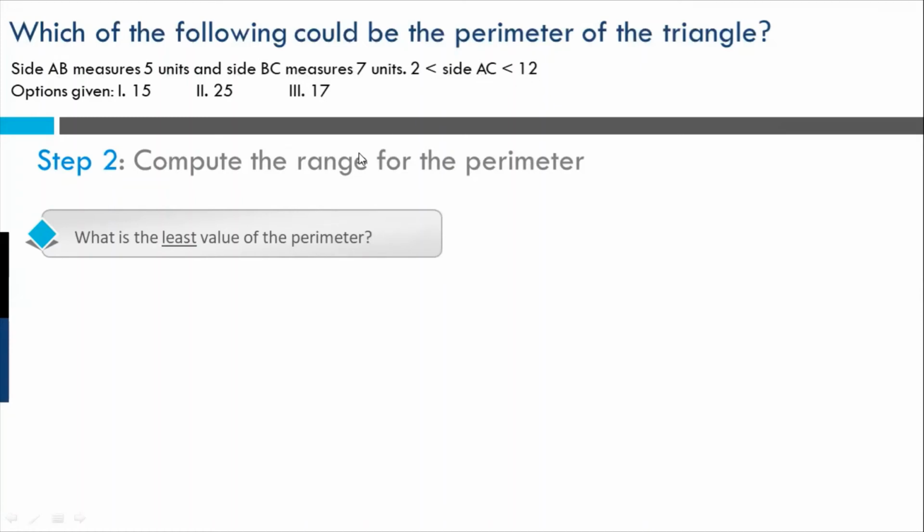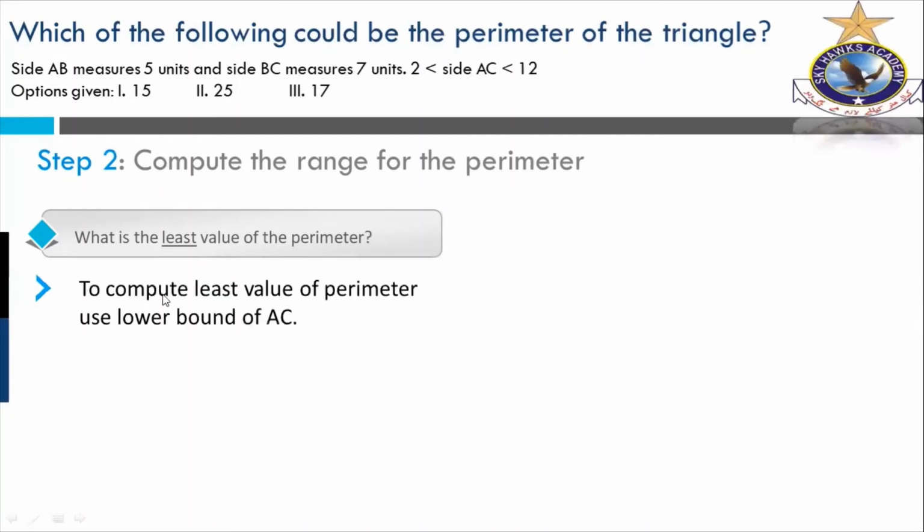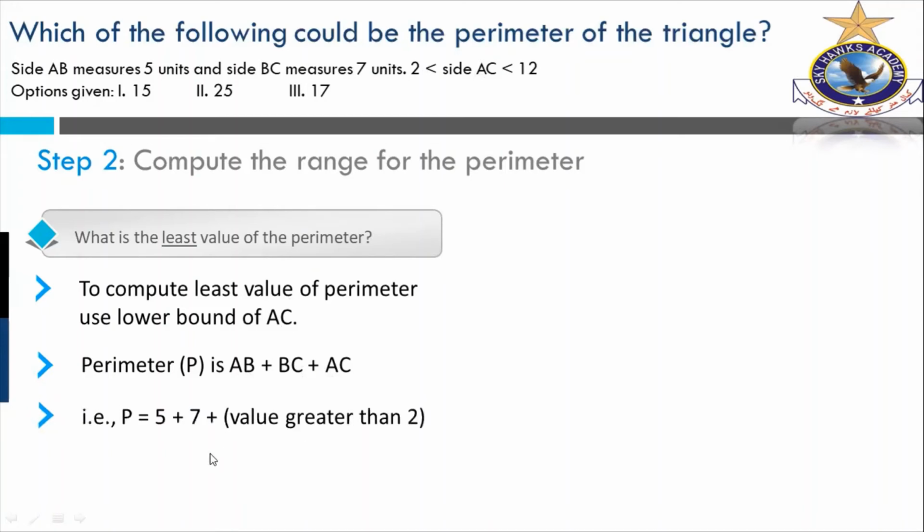So if we are looking for the least value, we will have to suppose that it's greater than 2, and it must not exceed. So let's see, if we are looking for the least value of perimeter, to compute the least value of perimeter, use the lower bound of AC. This is the lower one. So the perimeter must be a plus b plus c, the sum of the length of three sides. This is the formula to calculate the perimeter P, and we are putting the values.